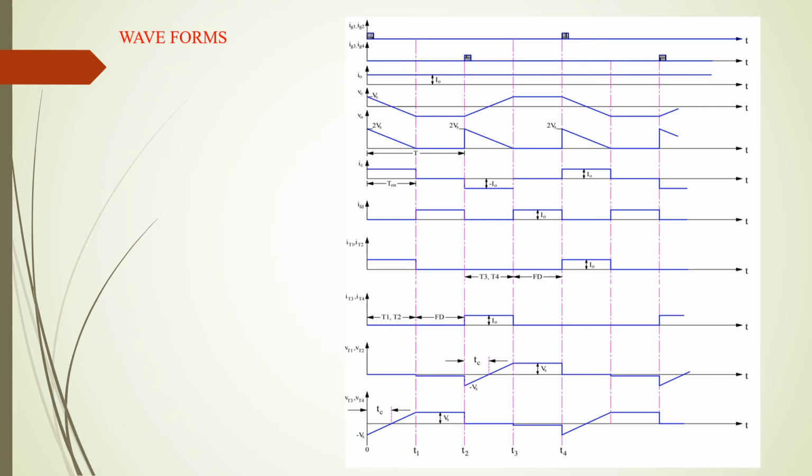I0 is the current flowing through the freewheeling diode, shown in this time period, that is, the freewheeling diode FD conducts from T1 to T2. At the instant T2, the thyristors T3 and T4 are on. Again the capacitor starts charging from negative Vs to positive Vs, and when it reaches positive Vs, the polarity of the capacitor will turn off the thyristor.